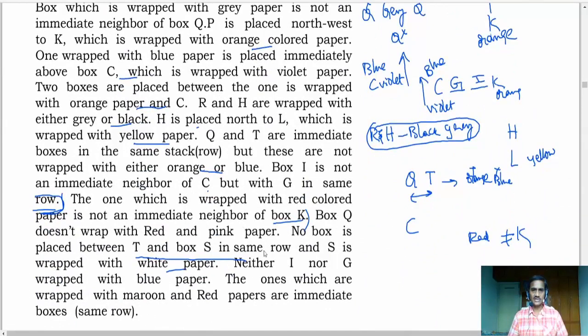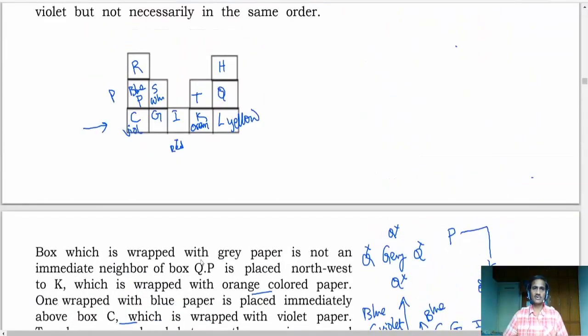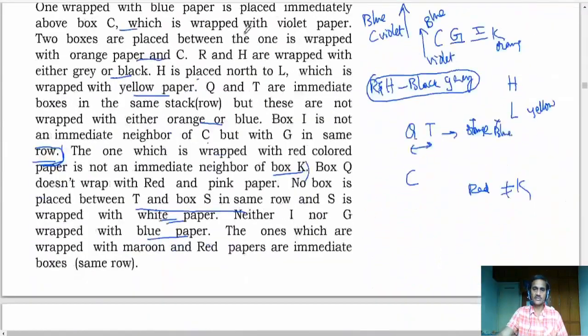No box is between T and S. S is wrapped with white. Neither I nor G is wrapped with blue paper. I and G are not with blue paper. Now P is blue paper. We have already got that one.